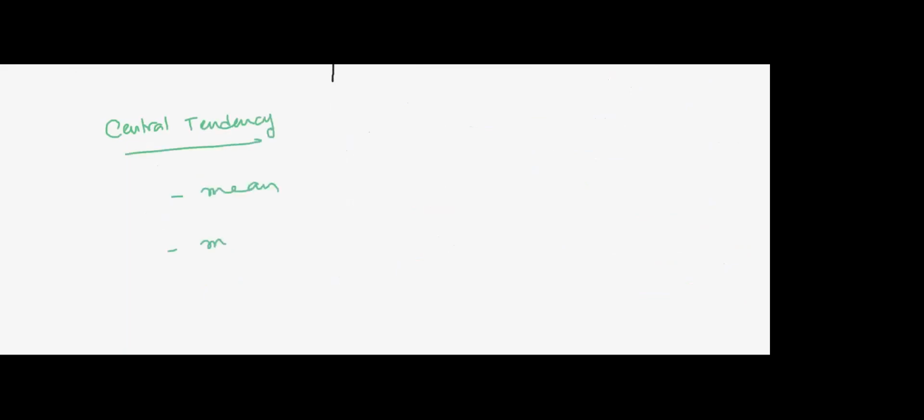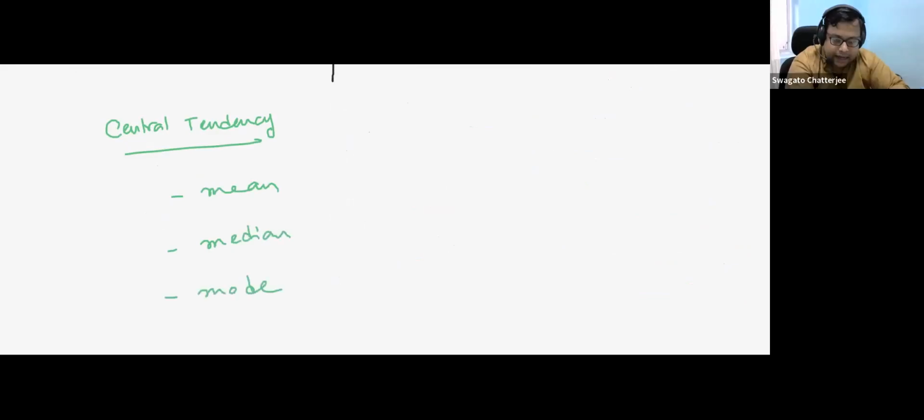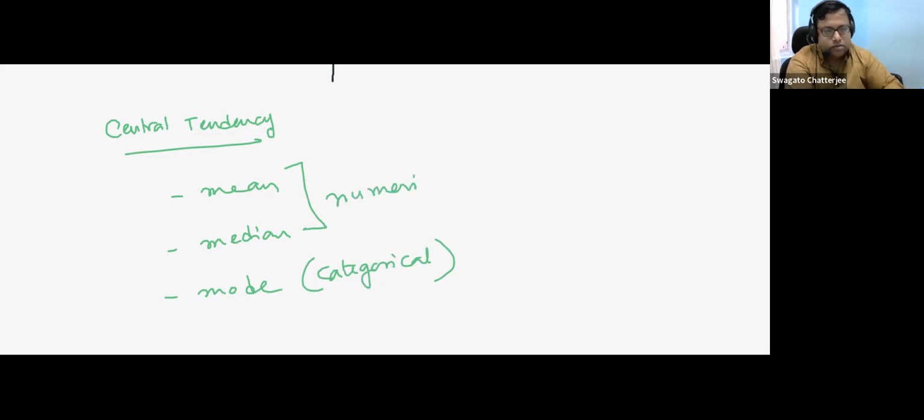A central tendency has mean, median, and mode. For categorical data, you will use this. For numeric data, you will use mean and median. And in what kind of cases median works better than mean when you're trying to do the central tendency?